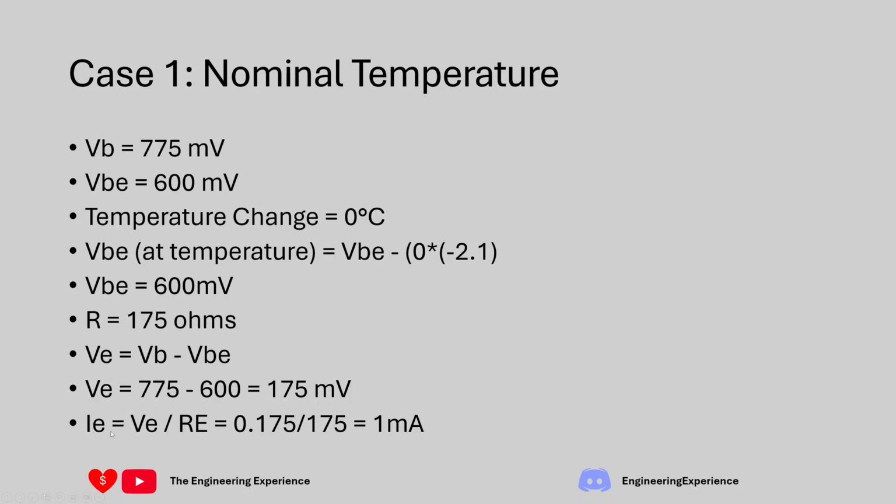From there, we can calculate our emitter current, which is basically Ohm's law again. So we're doing the voltage at the emitter divided by the emitter resistor, which is 175 ohms. So you get an emitter current of 175 millivolts divided by 175 ohms. So that's 1 milliamp flowing down the emitter resistor.